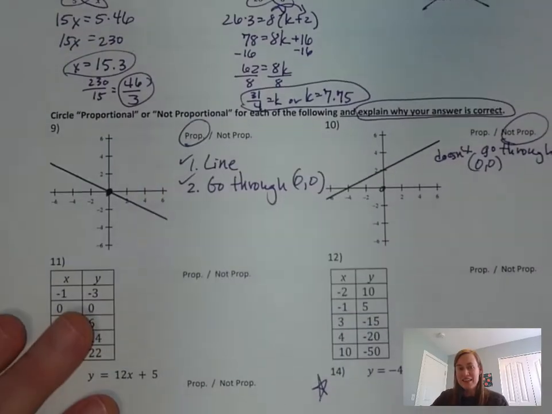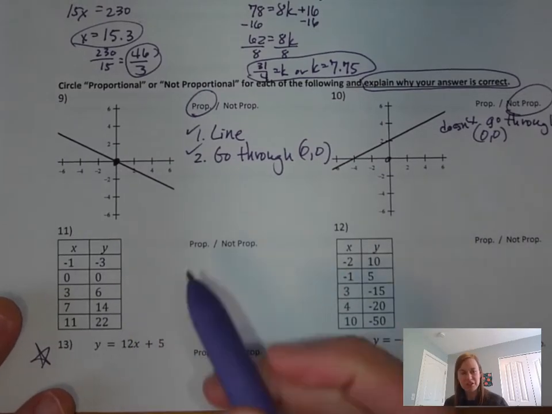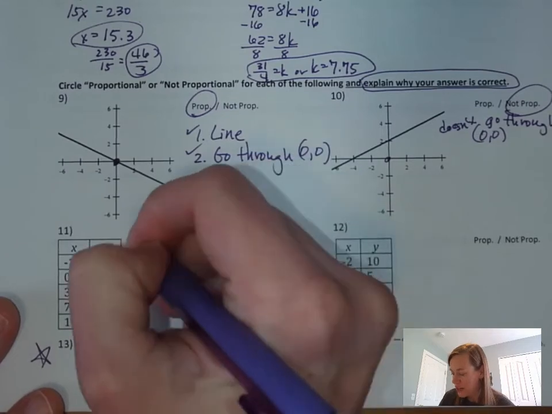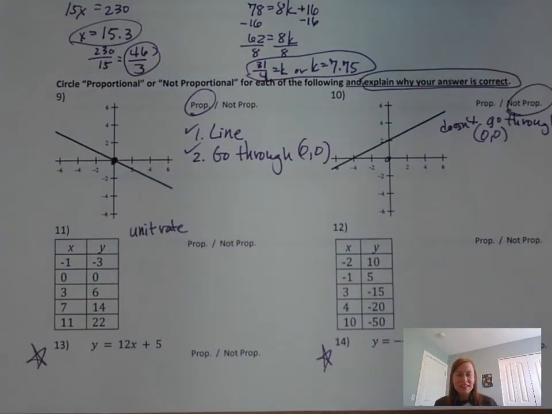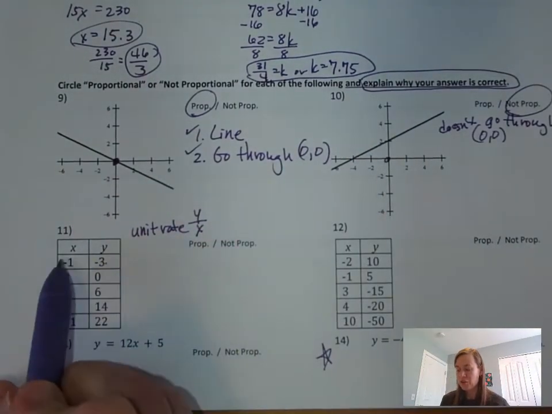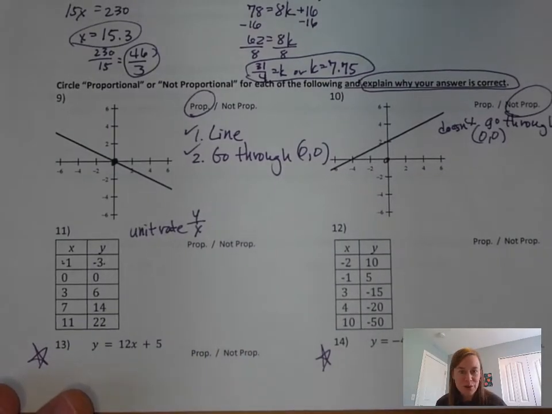All right, let's look at the tables down here. So how do you figure out if a table is proportional? Well, you need to figure out all of your unit rates. All of these ratios need to be the same, and it's easiest to compare your ratio if you have the unit rate. So what you're going to do is divide your y by your x. Each time, divide the y by the x, and you should get the same thing all the way down.